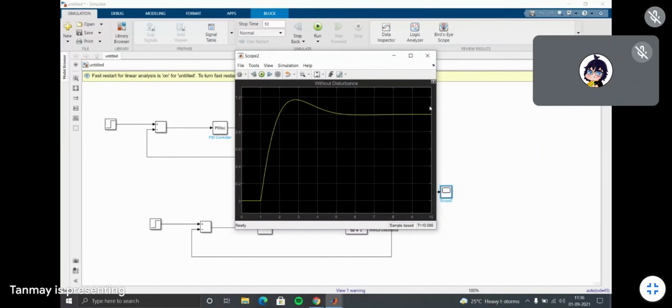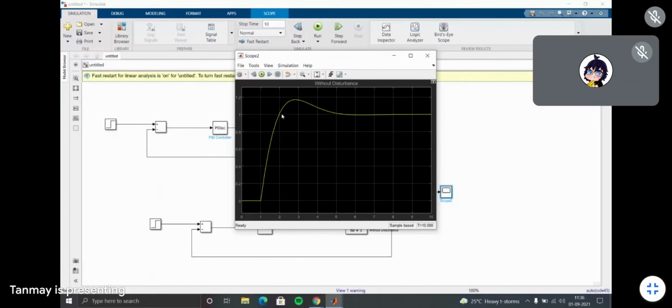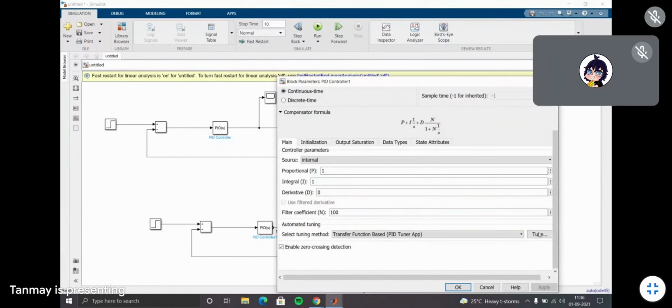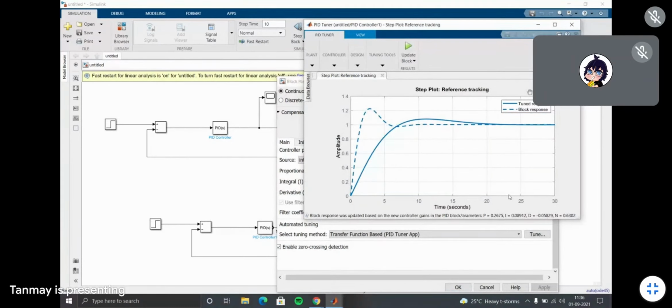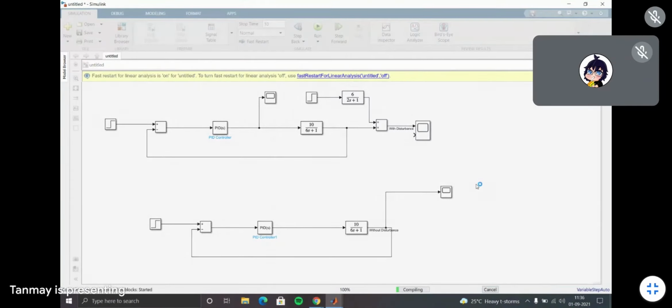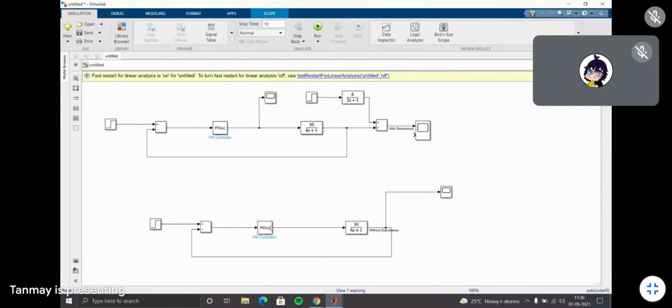Like this is the graph that you are all getting, right, ma'am? Yes, Tanmay, yes. This is without tuning. Now, even if you click this, and even if you apply tune here, nothing will change. Even if I close this, I will still get the same graph. You can see this is the same graph because I haven't actually tuned it.